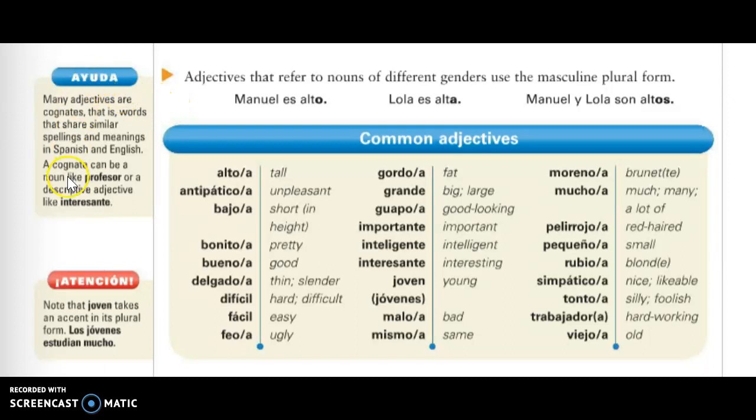Just a little side mention, many adjectives are cognates, or words that share similar meanings and spellings in both languages. A cognate can be a noun like profesor or a descriptive adjective like interesante. Please take special note that joven takes an accent in its plural form. Los jóvenes estudian mucho, which means the youth study a lot. The rest of these you'll just drill on Quizlet and then also apply in all the supersite activities.